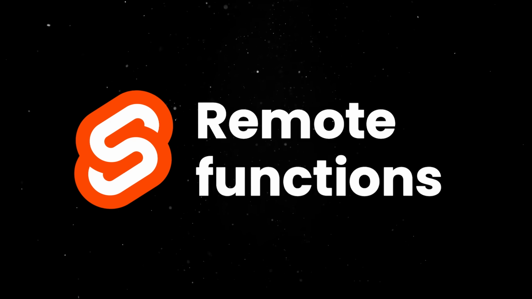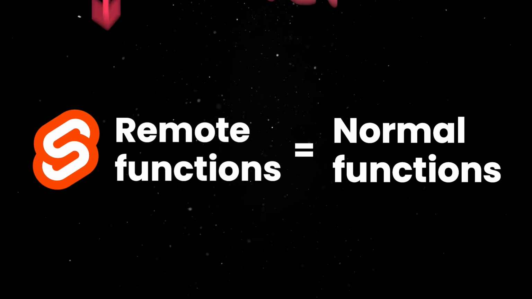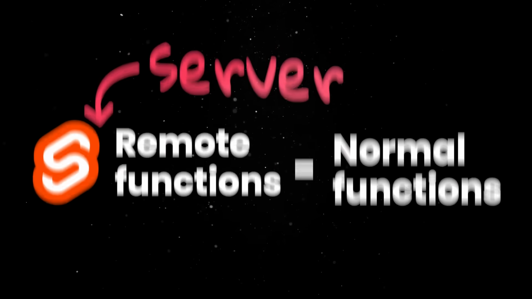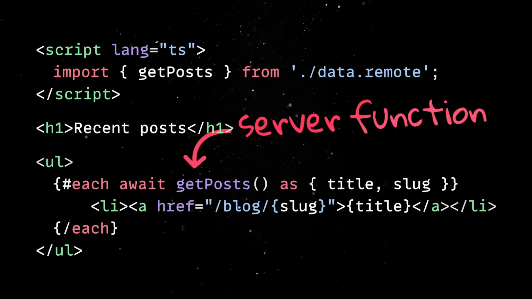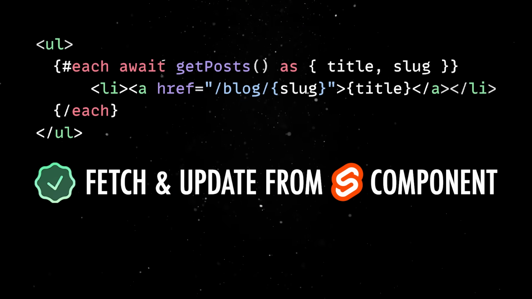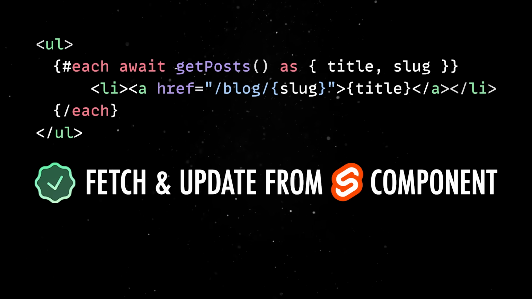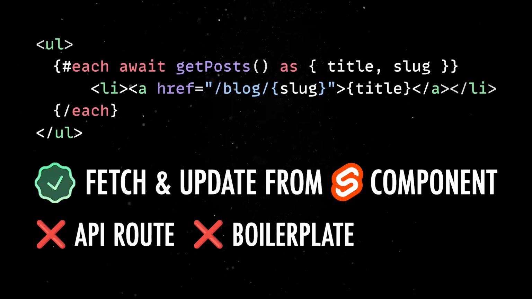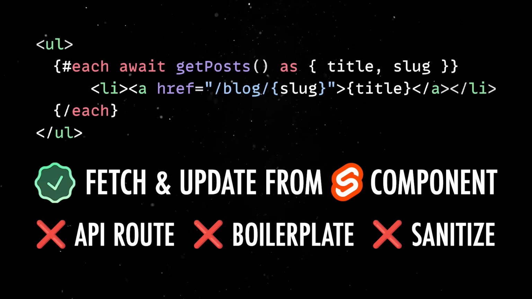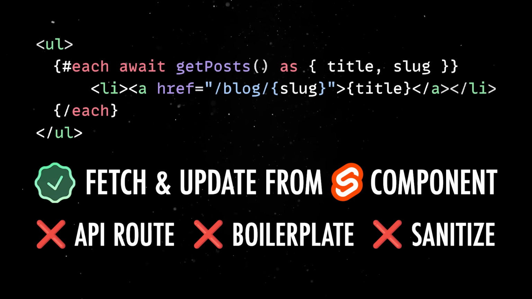Svelte remote functions look like normal functions, but they always run on the server. On the client, they're just wrappers that make an HTTP request to the real function sitting on the backend. This means you can fetch and update data directly from a Svelte component without setting up an API route, writing fetch boilerplate, or wondering if you forgot to sanitize something, all while enjoying type safety across the entire stack.